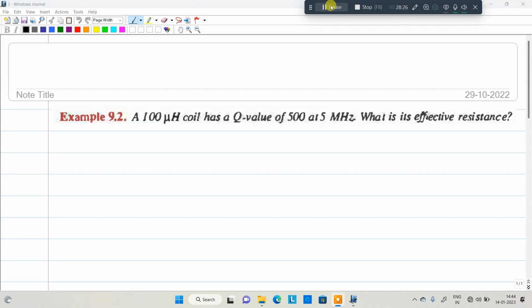Okay, now the next problem. A 100 microhenry coil, that is, the L value is 100 microhenry, has a Q value of 500 at 5 megahertz. So the given quality factor Q is equal to 500 at frequency F equal to 5 megahertz, that means 5 into 10 power 6 hertz. They are asking about the effective value of resistance.